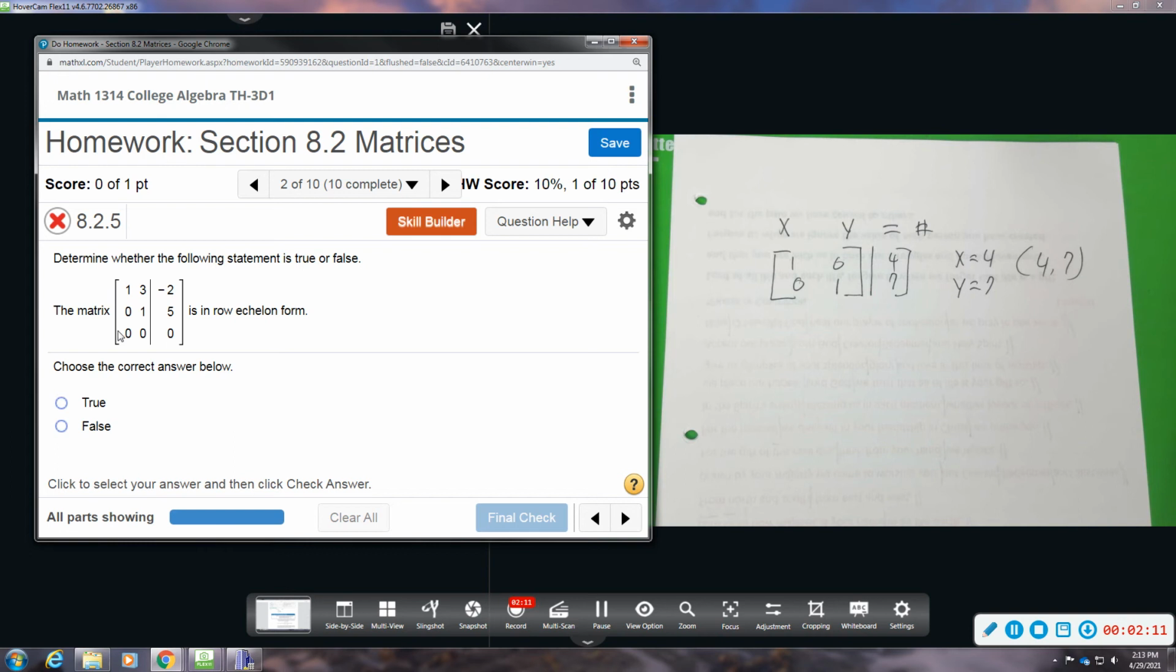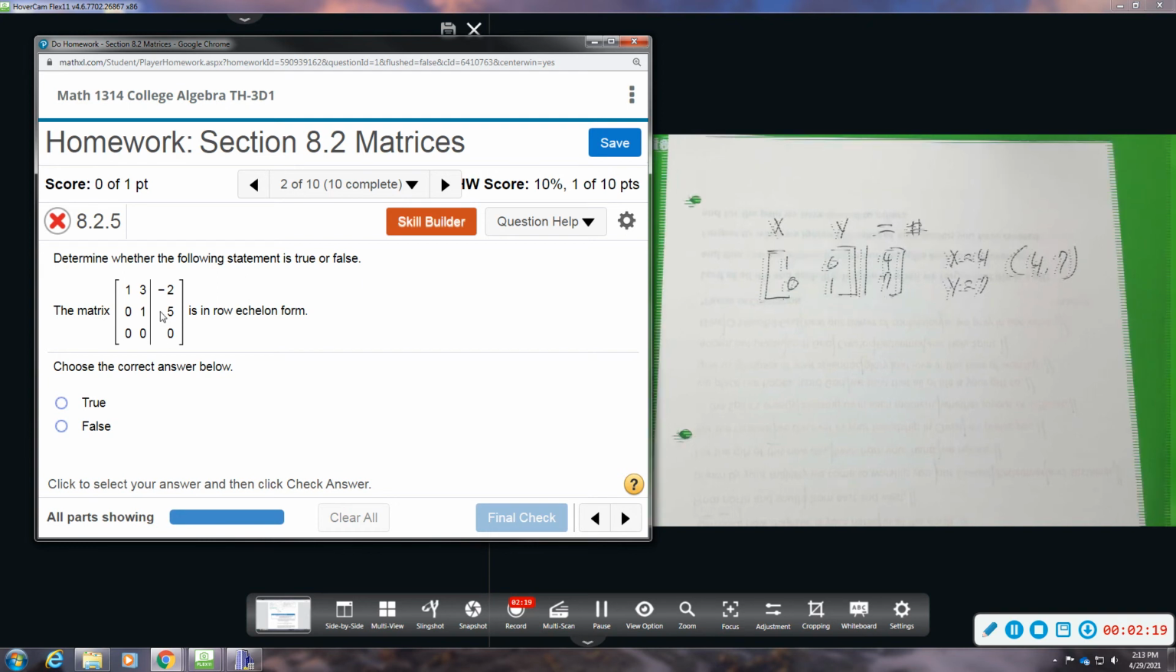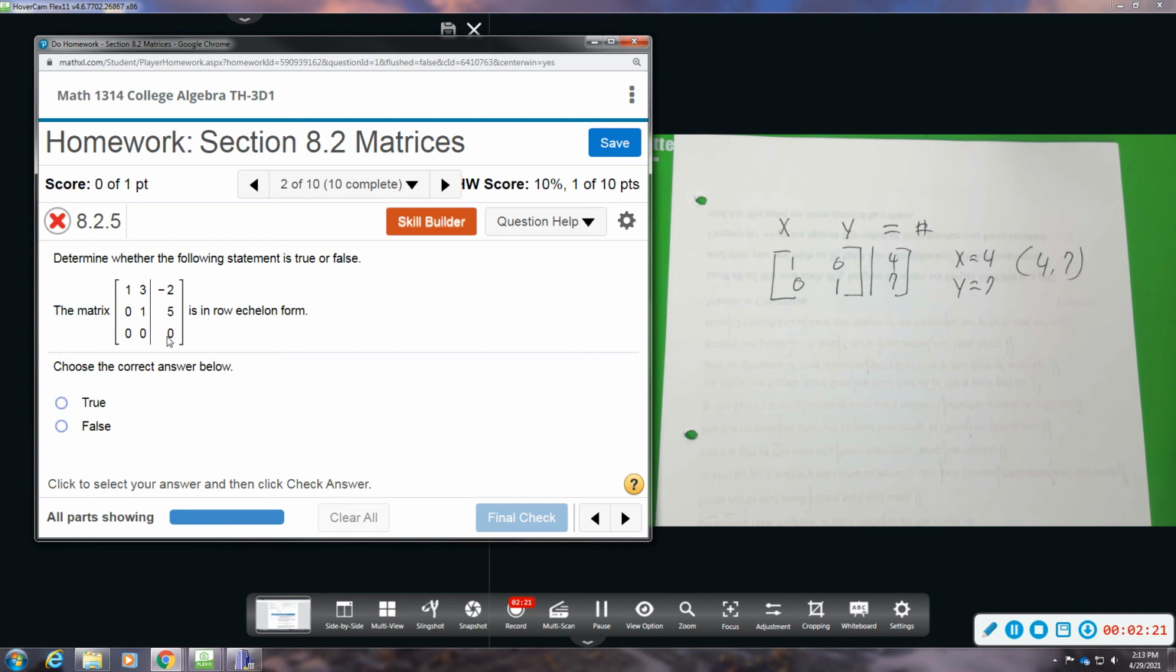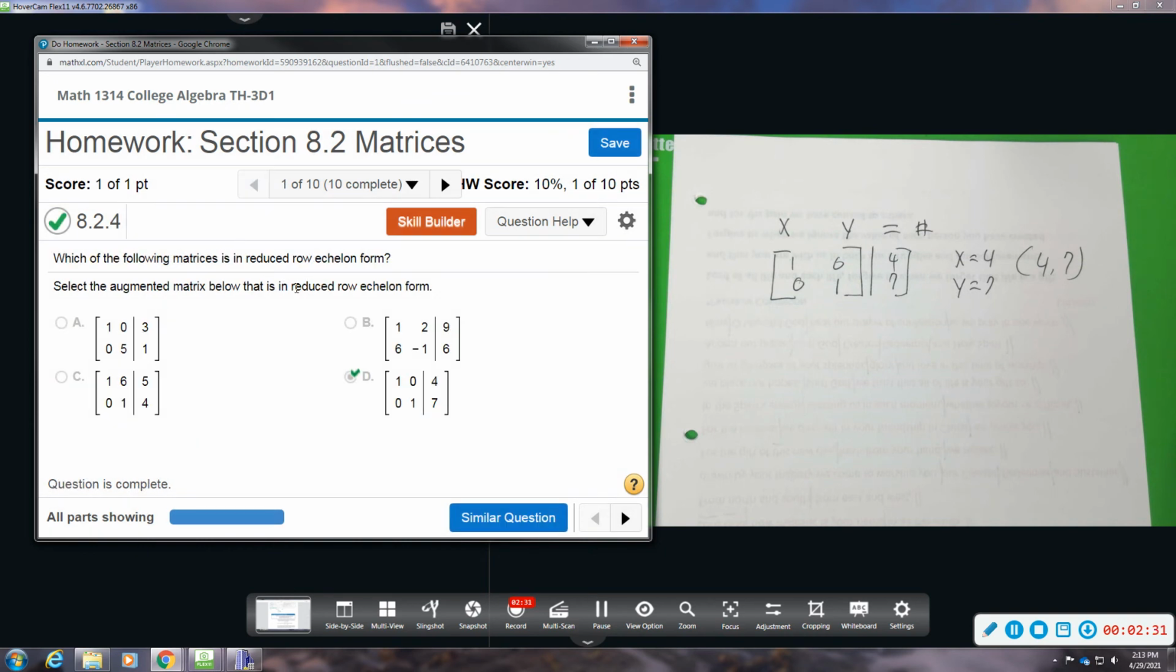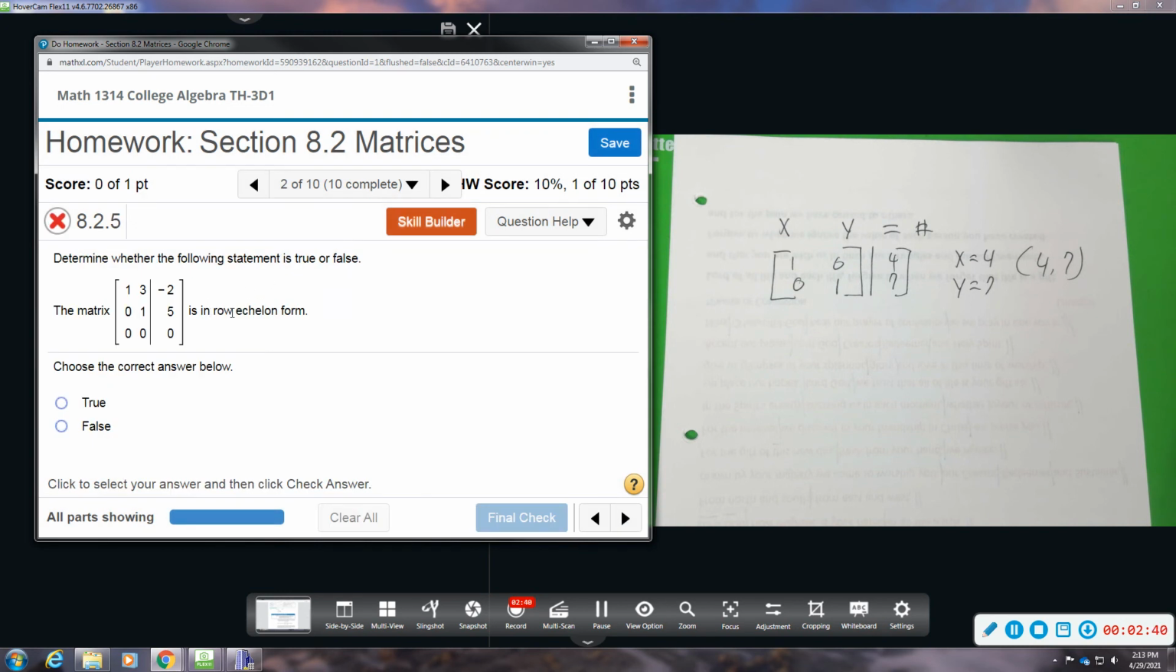This last row is all zeros, which just means that this is a dependent system, meaning we might have an infinite number of solutions, or this was just an extra equation. Either way, this is in row echelon form, not reduced. So the first one, be careful, wanted reduced row. So that means everything is going to be a 0 other than the diagonal. And then this problem here just says row echelon form.